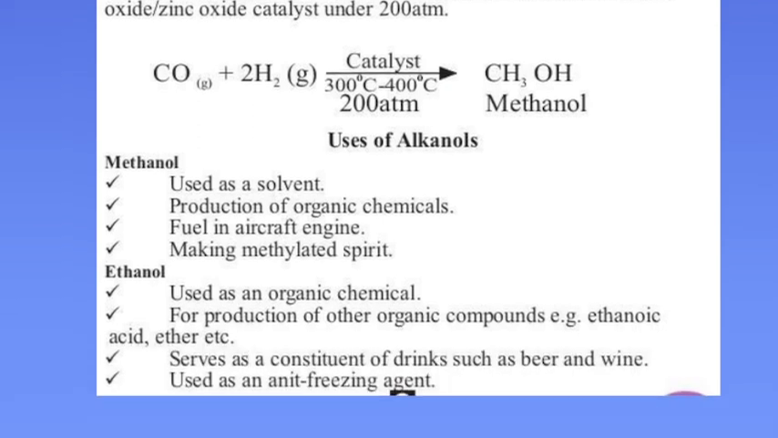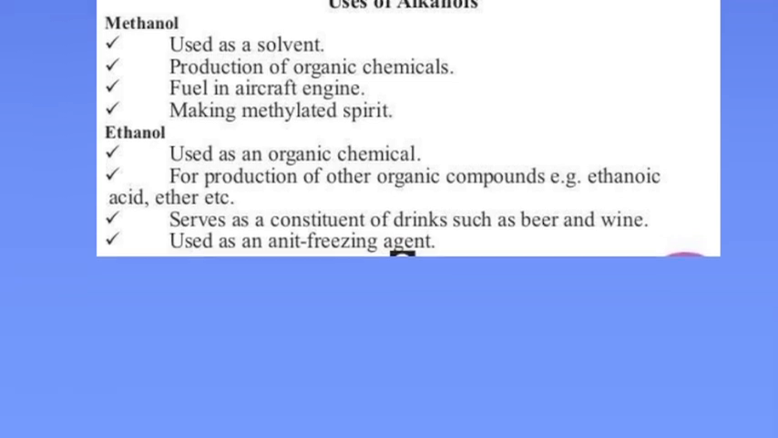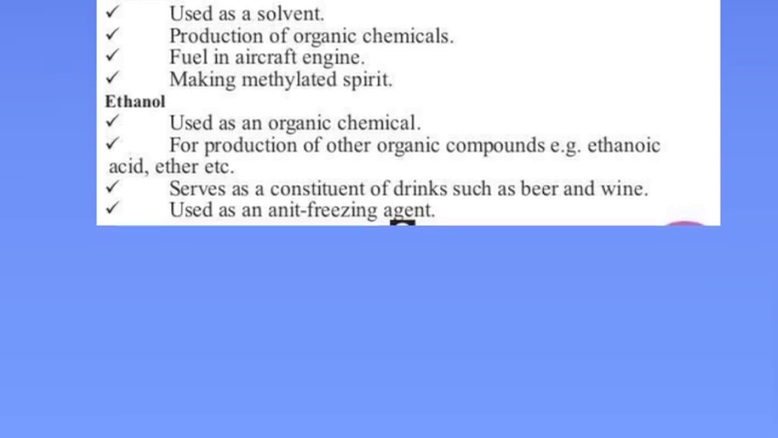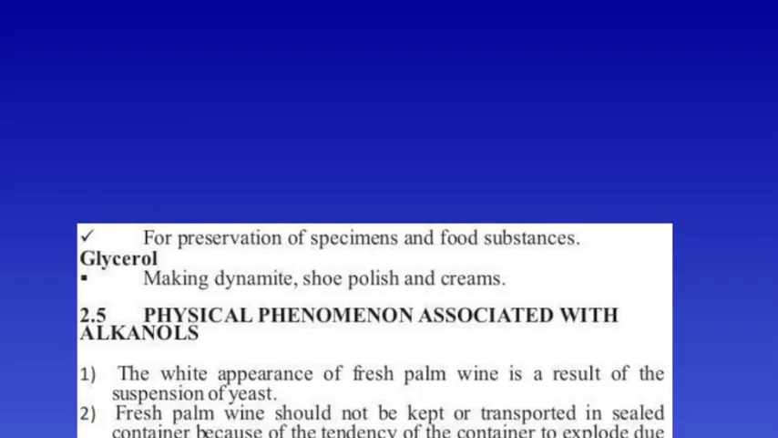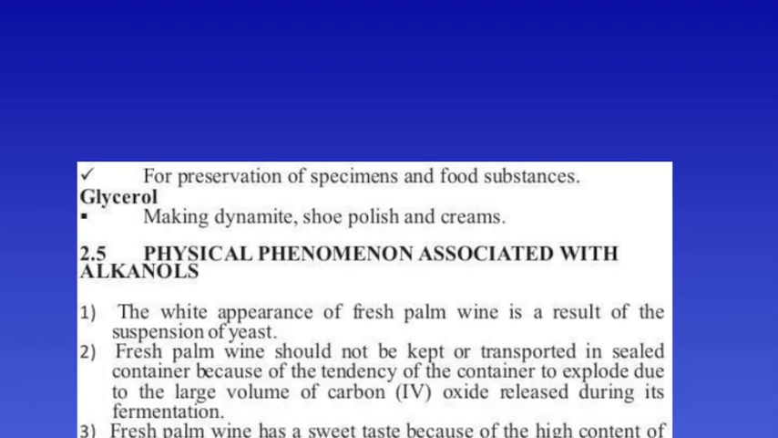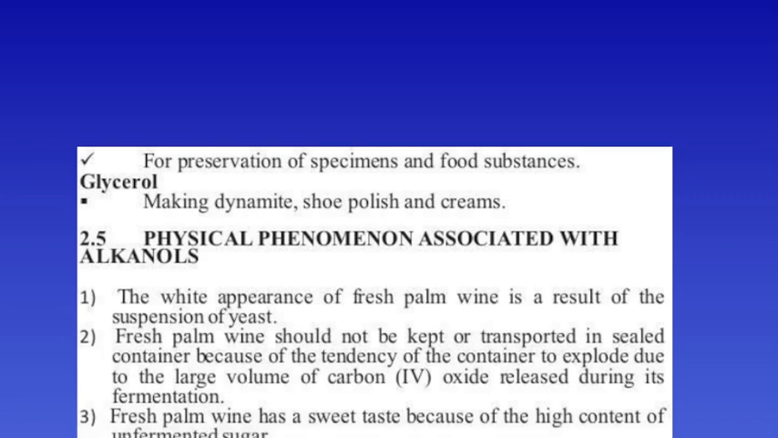What then are the uses of alkanols? If you consider the uses of methanol, it is used as a solvent, it is used in the production of organic chemicals, it is used as fuel in aircraft engines and for making methylated spirit. On the other hand, ethanol is used as an organic chemical for the production of other organic compounds such as ethanoic acid and ether, as well as ethene, as we saw in the reactions above. It serves as a constituent of drinks such as beers and wine, and is used for preservation of specimens and food substances. Glycerol is used for making dynamite, for making shoe polish, and also for cream.